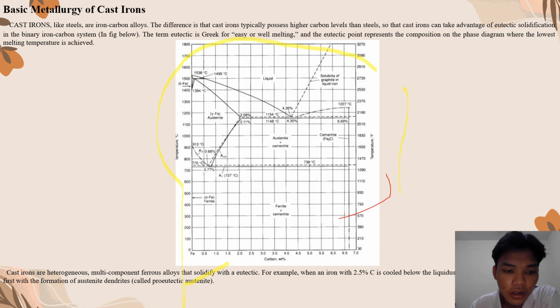Cast irons are heterogeneous multi-component ferrous alloys. The solidification with eutectic, for example, when an iron with 2.5% carbon is cooled below the liquidus line in the picture above, begins first with the formation of austenite, called proeutectic austenite.